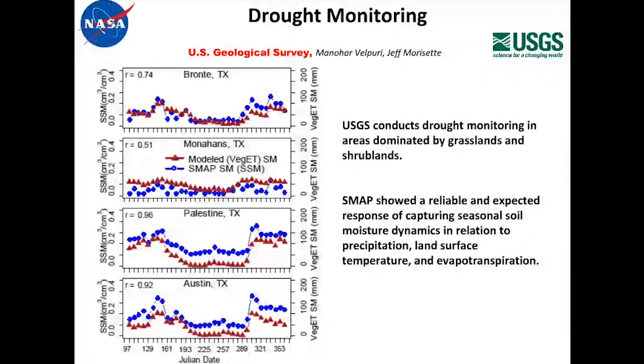Another application we talked about was drought, and I'm looking at the time, so I'm going to speed up a little bit so we have some time for questions. The USGS is looking at a new soil moisture promise for understanding the drought that's dominated really by grasslands and shrublands. So validation of SMAP soil moisture data and in situ is really being used to estimate high and low levels of drought capabilities and potential.